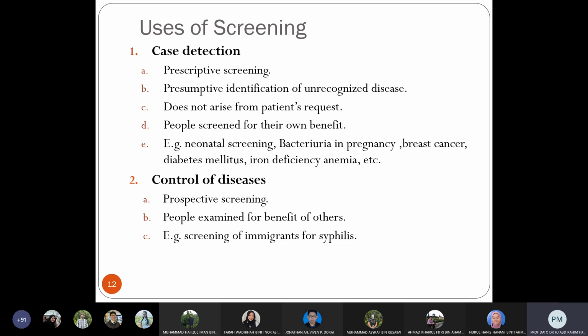An example is screening of immigrants for syphilis. When immigrants come to our country, we gather them, so we check for this. If it is positive, then we know that we can treat them, and also we can control the spread.